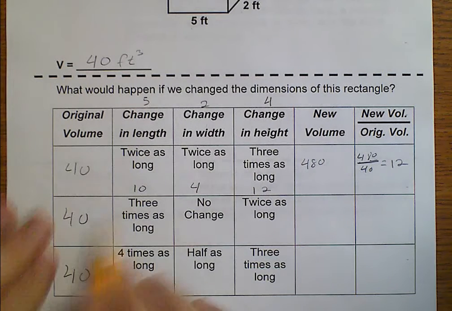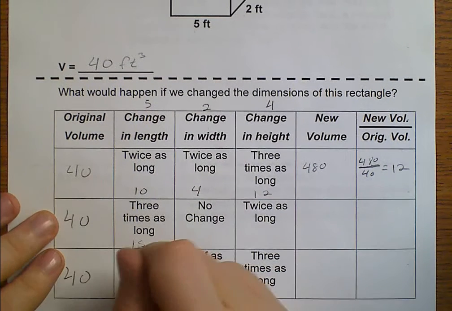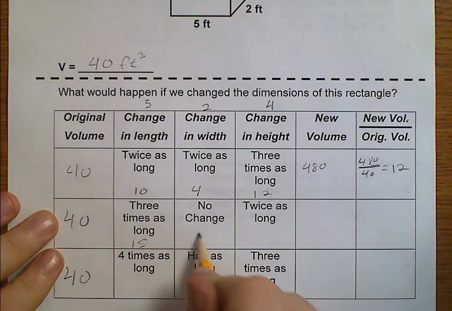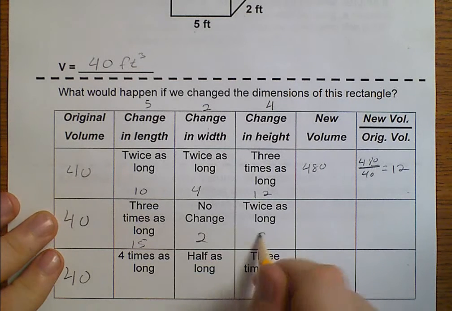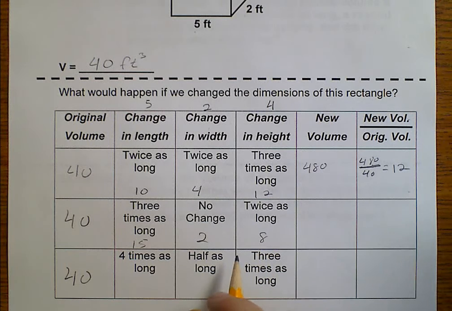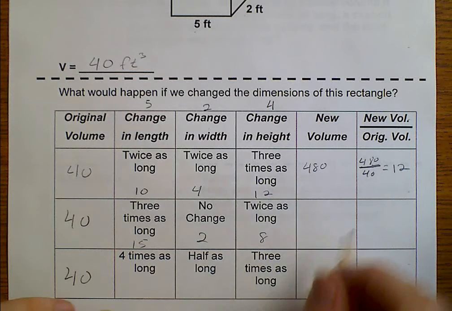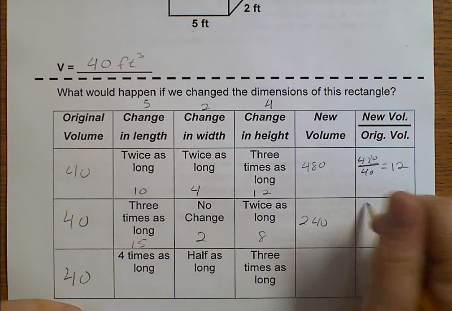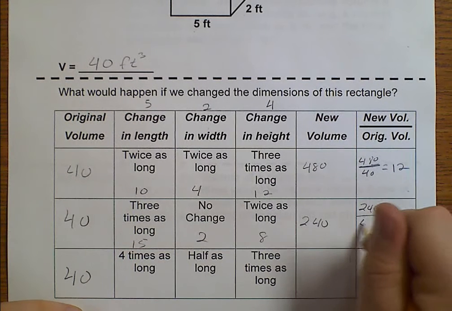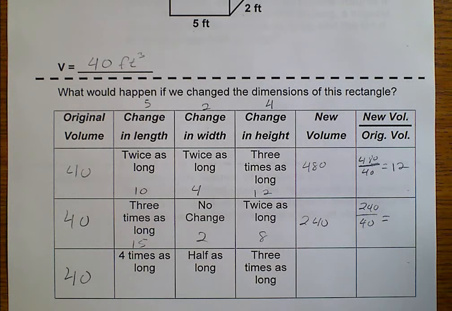Here 3 times as long, so 5 times 3 is 15. No change, we're still at 2. Twice as long, we're at 8. 15 times 2 times 8 gives us 240. And if we do 240 over 40, we get 6.